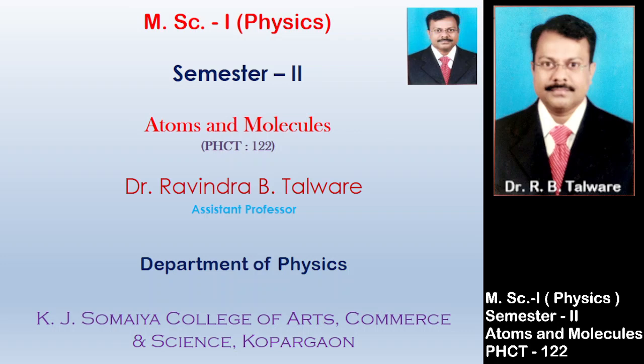Now we have to discuss this paper, paper number PHCT 122, Atoms and Molecules. We have four modules in this paper. First is atoms, second is molecules, third is spectroscopic techniques, and fourth is Raman spectroscopy. Now we will discuss the modules one by one. The first module is atoms.